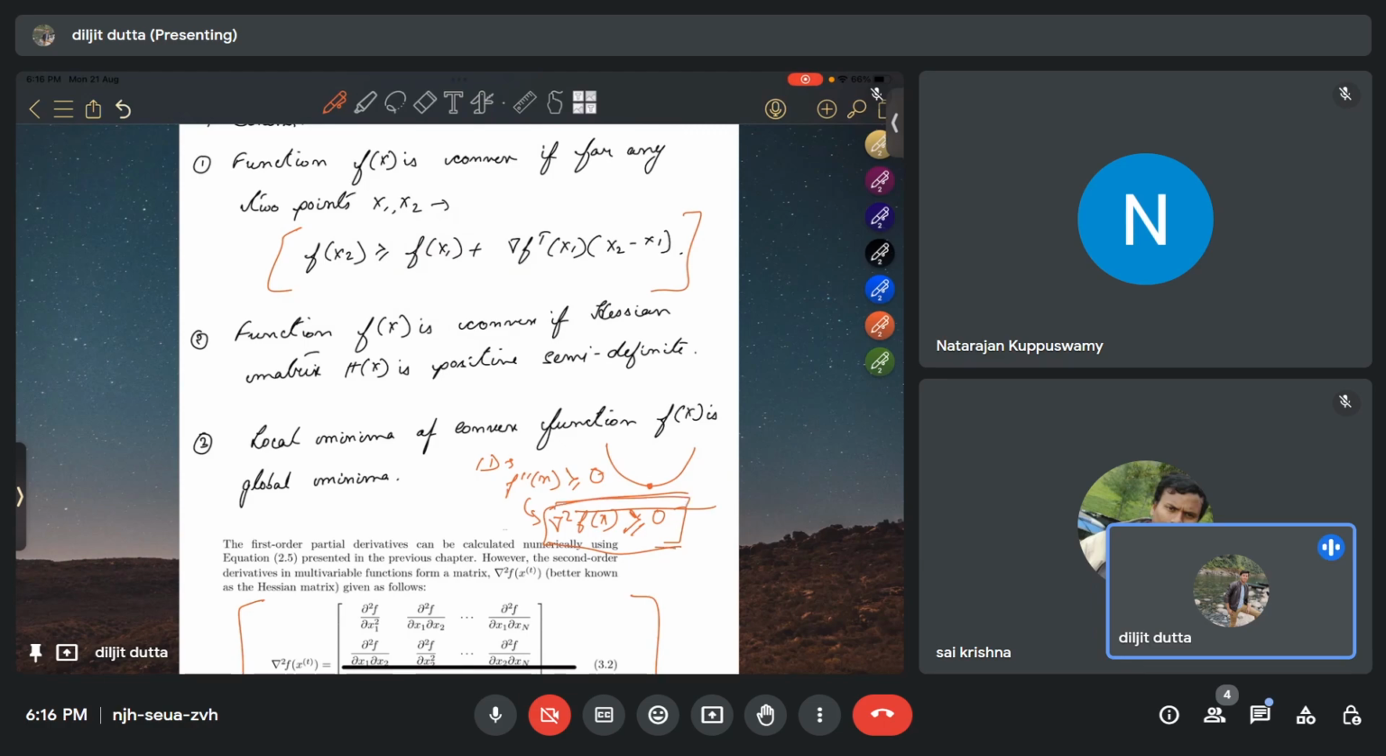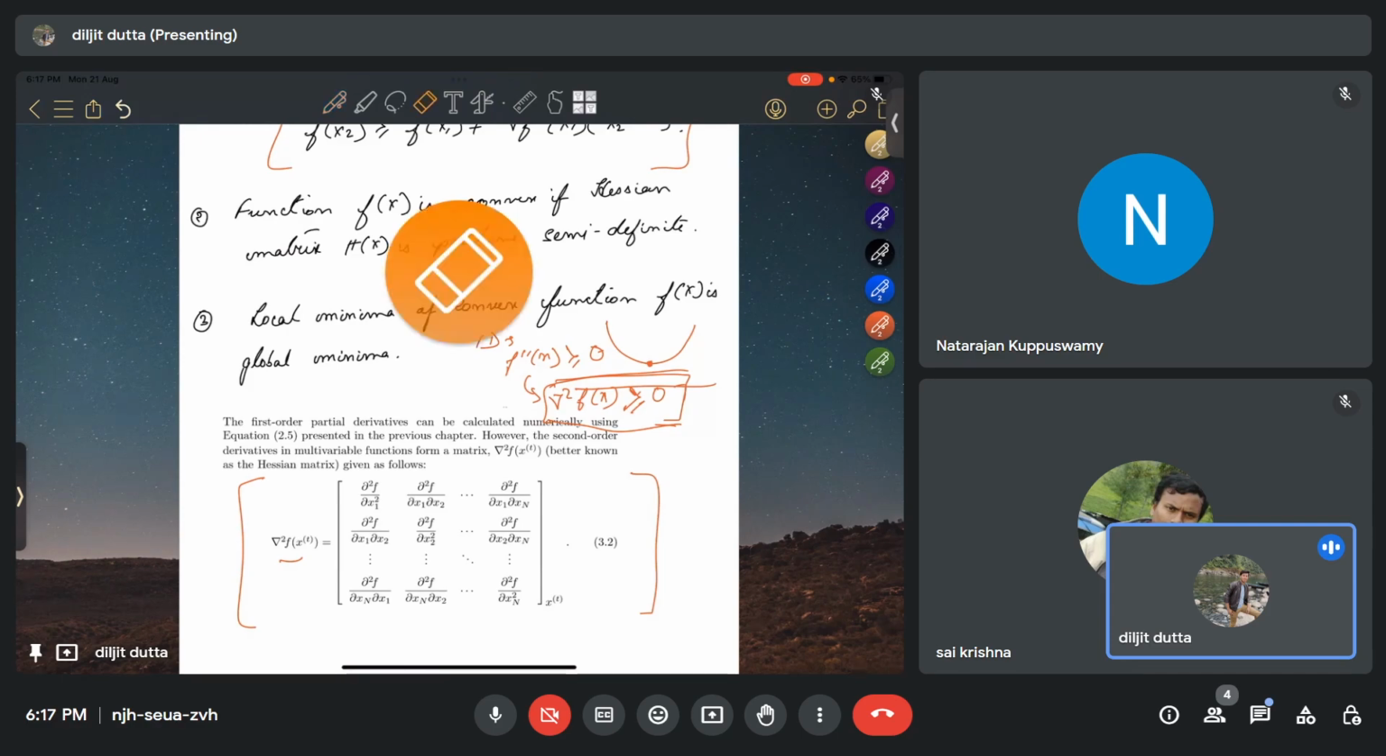How do we determine whether a matrix is positive semi-definite or positive definite? There are two ways. One is to calculate the eigenvalues, and if all the eigenvalues are positive, then it is a positive definite matrix. The second way of checking is by calculating the determinant. If the principal determinants are greater than or equal to 0, then the matrix is positive definite.